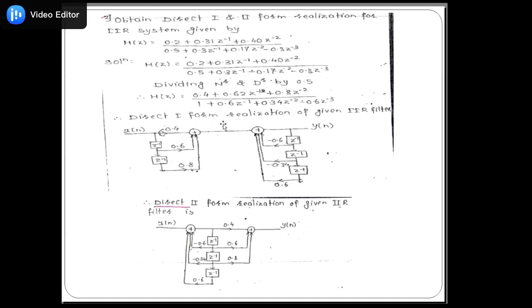Then direct 1 form realization of the given filter, that will be the input side. Suppose Y of z divided by X of z multiplied with this numerator, means you have to consider first X of z multiplier, means x of n multiplier is 0.4, right? Then delay version multiplier is 0.6, then delay by 2 samples multiplier is 0.8. Direction will be outside.